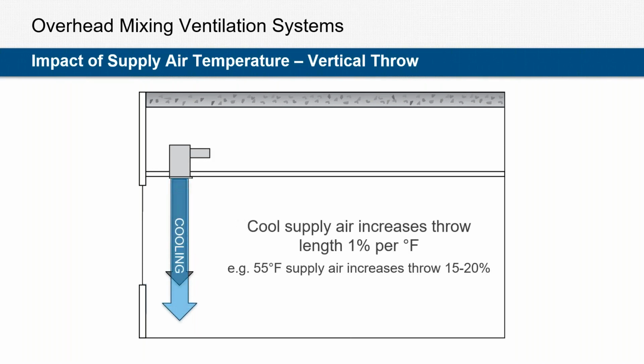In cooling, we're going to see that throw vertically extend, again, by that 1% per degree Fahrenheit. So if we're looking at 55-degree supply air, we would expect that throw to increase 15 to 20%.